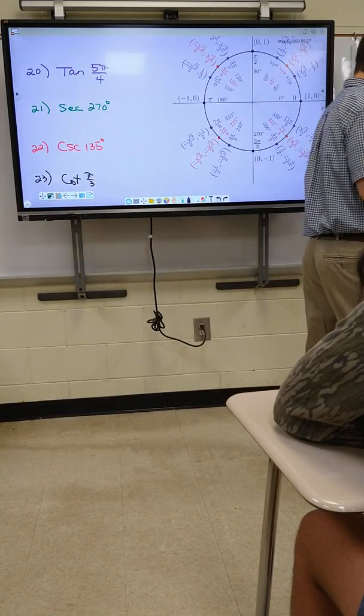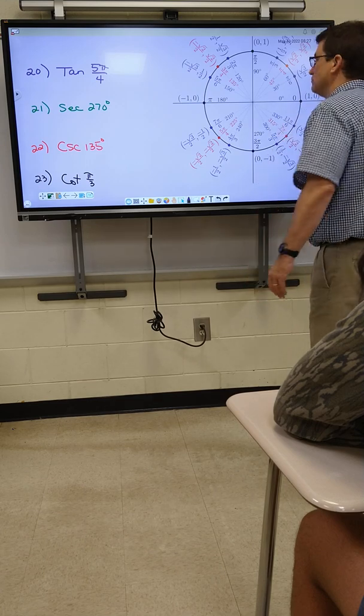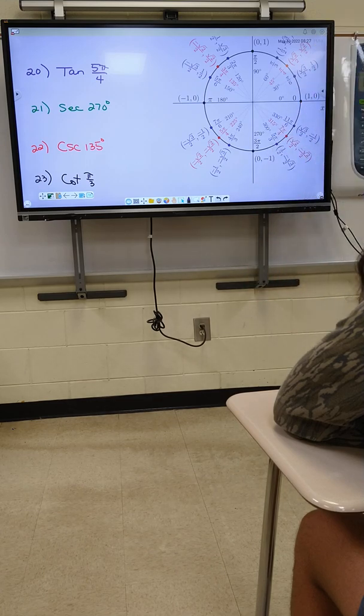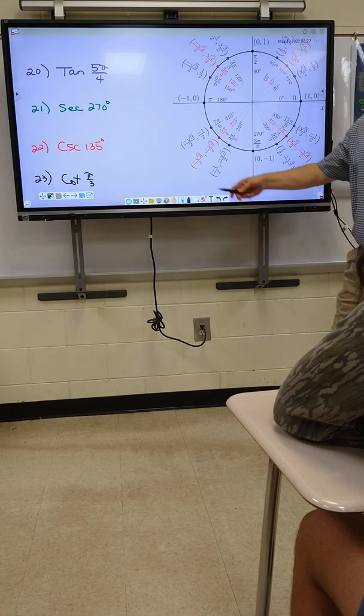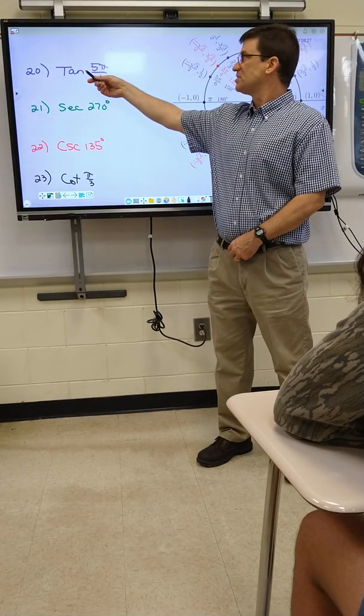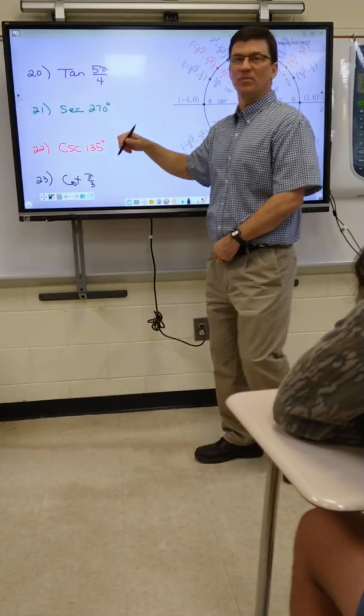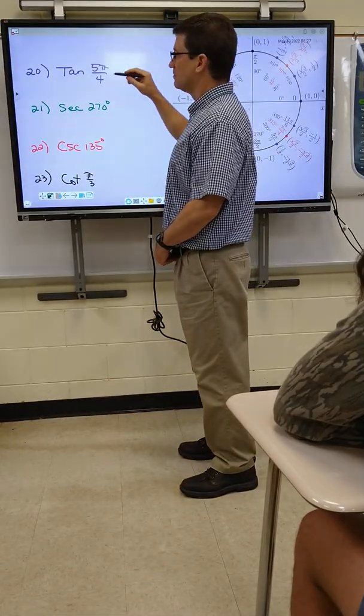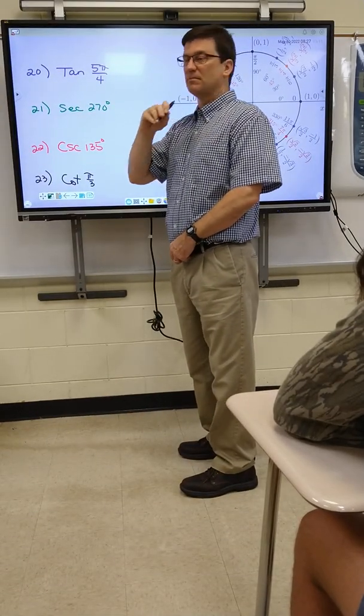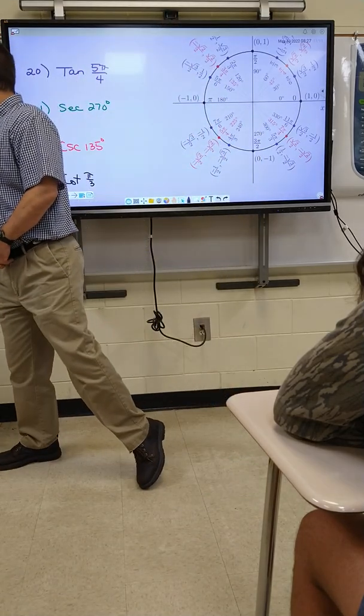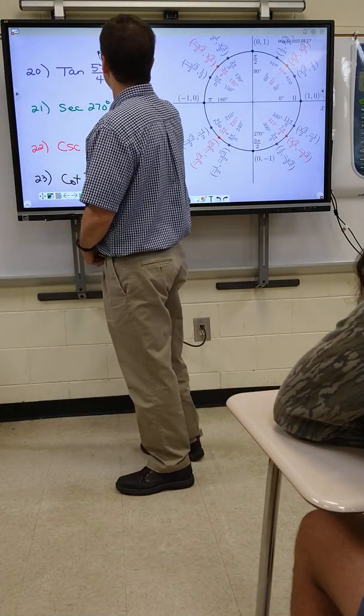All right, let's do 20. Everybody's watching me on 20. You're going to use your unit circle. What's our formula, Haley, for tangent? Look on the board and give me the formula. Y over X. All right, so our formula is y over x.